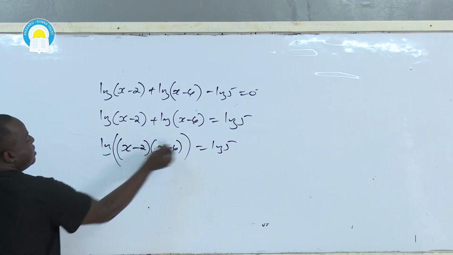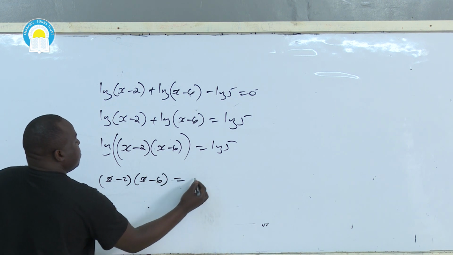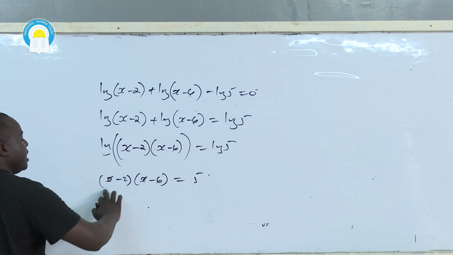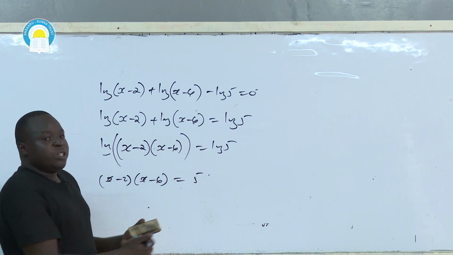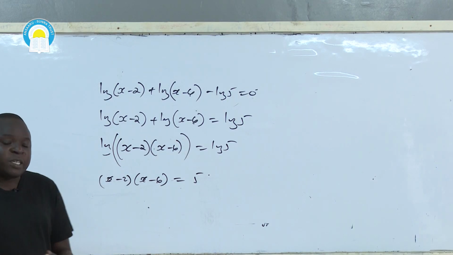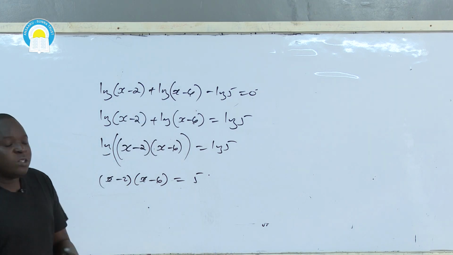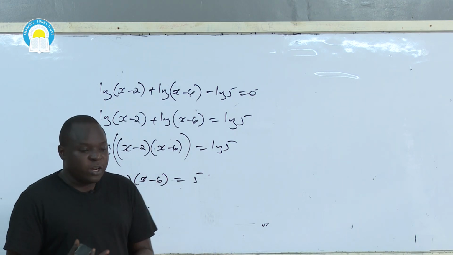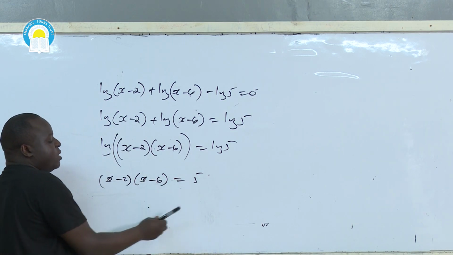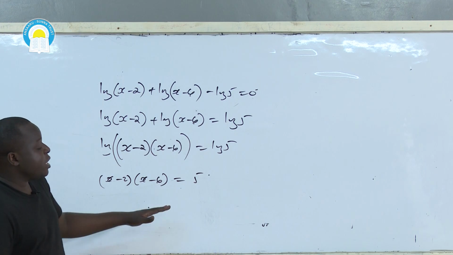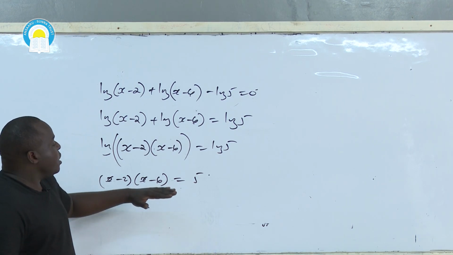Then with that, get rid of logs, and you'll have x minus 2 times x minus 6 equals 5. Now solve this. Expand, have a quadratic equation, solve. So obviously it's quadratic, and I expect to get two answers. Once you get the answers, remember to substitute the values to know whether both values are correct or one of them is wrong. Because it's not all the time that the answers you get will all be correct. So you just work it out, and check the values to know which one might be correct or wrong.